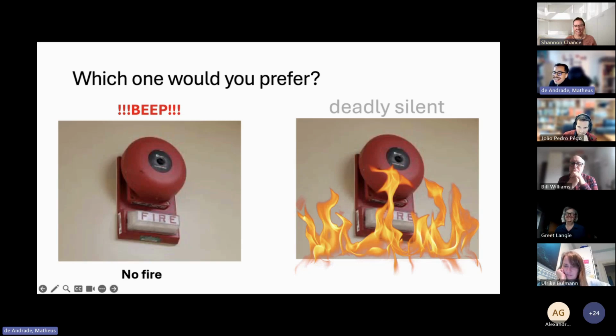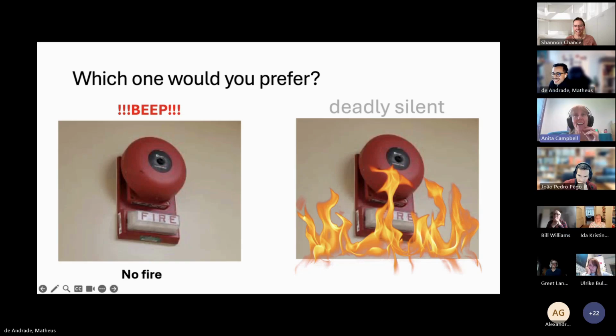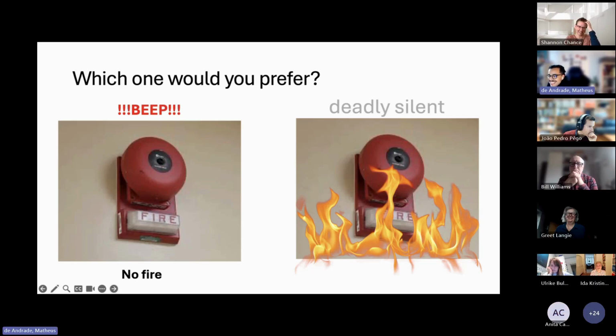Anita has raised her hand. Yeah, I know I should feel like the fire is more deadly, but I'm going to be so annoyed by being told something is a problem and it's not. So yeah, I think the first one's my worst. Awesome. Gavin.